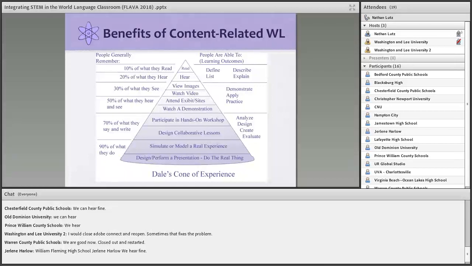And then if you look off to the right side where it says what people are able to do after the fact, the learning outcomes, you see that we've got those higher order skills like analyzing, designing, creating, and evaluating. Those really, really important skills.